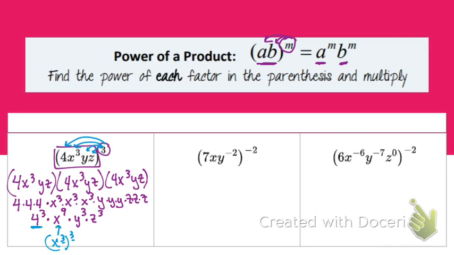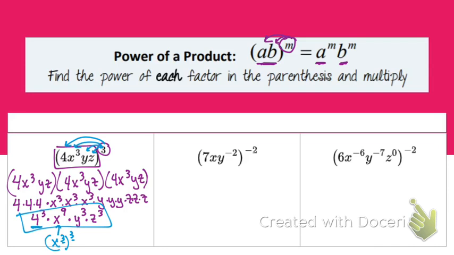That gives us the 9. The y got cubed and the z got cubed. So that lets us do a whole lot less work and come straight to this last step without showing all of those in-between steps.